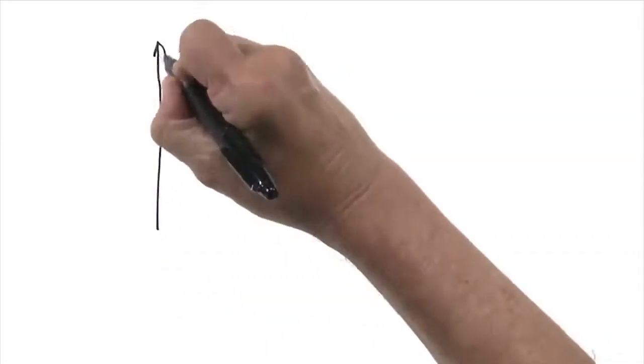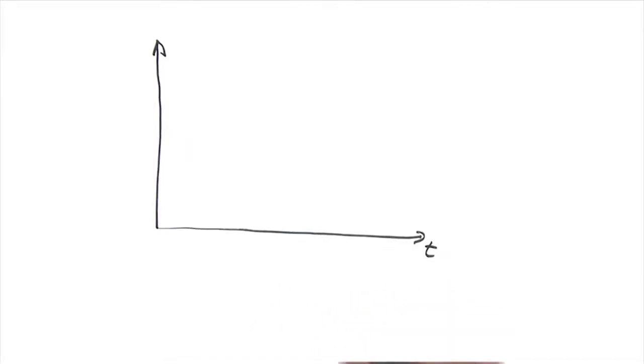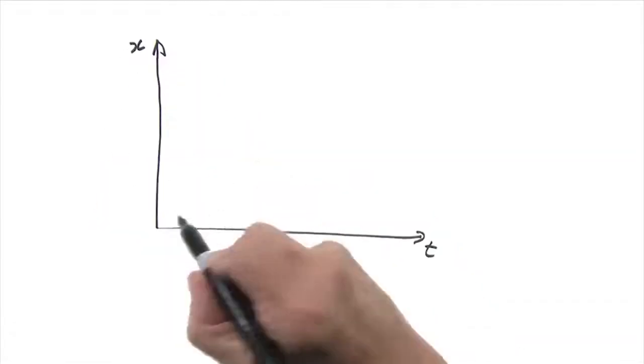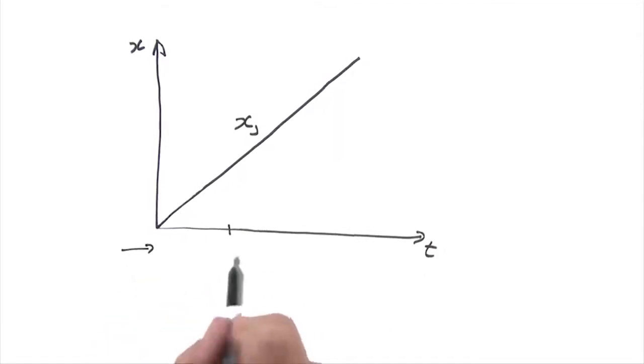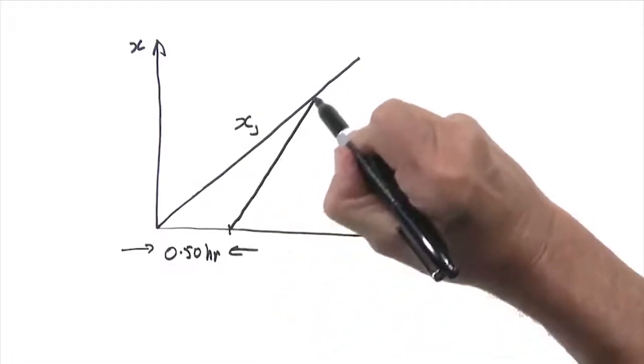Okay, let's see that on the displacement time graph. Here is x for Jack, leaving at t equals 0. And here's the x for Maria, leaving half an hour later. And you've just solved for the intersection of the two lines.